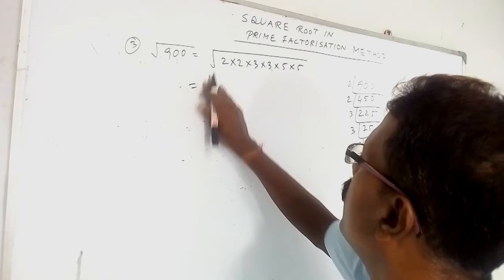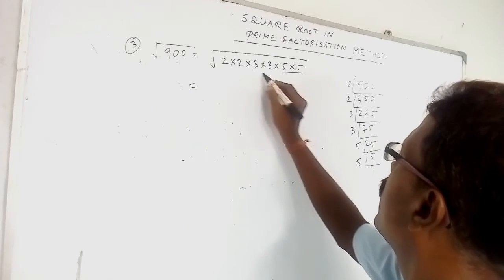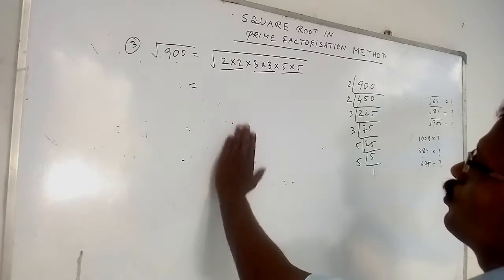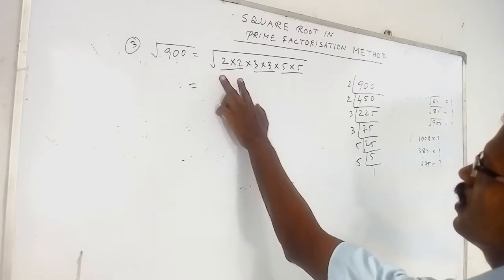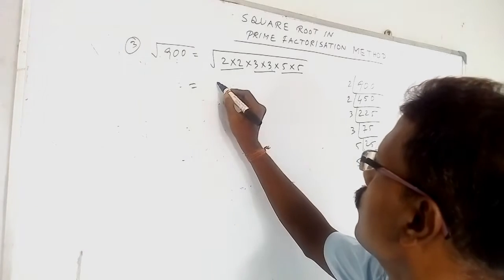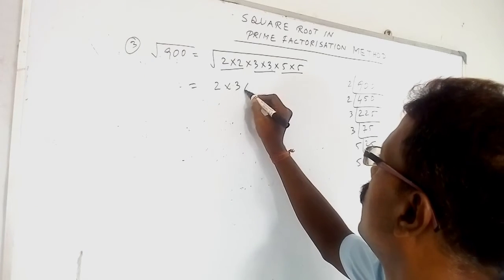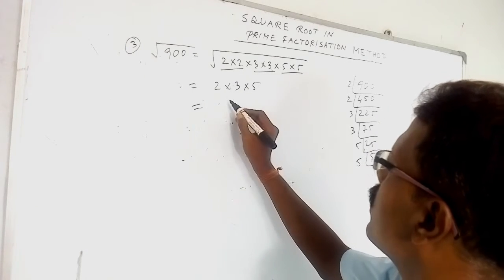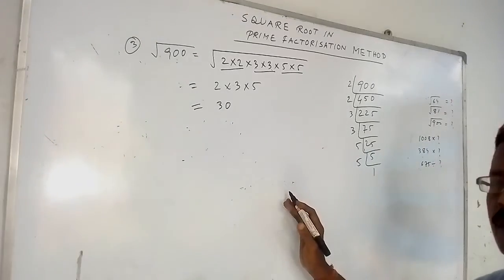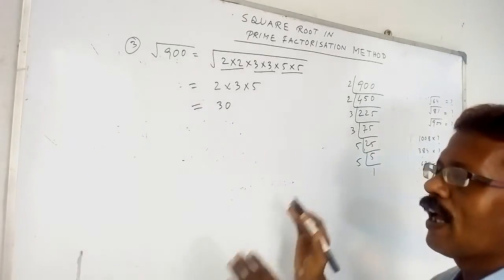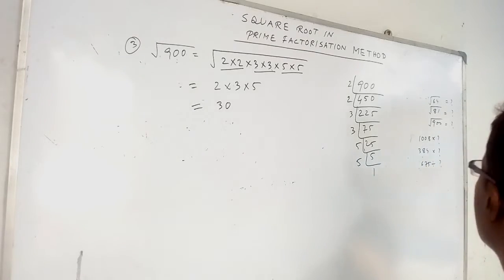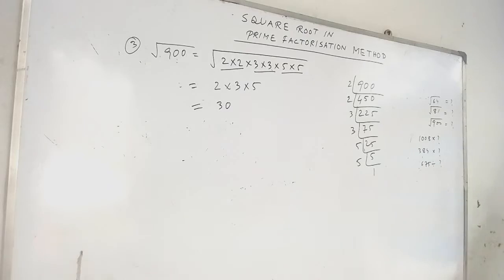Therefore you have to make pairs. This is a pair, this is a pair, and this is another pair. For every pair you have to write one: 2 for this pair, 3 for this pair, and a single 5 for this pair. So 2, 3 and 5. So your answer is 2 threes are 6, 6 fives are 30. So this is the process, and I am sure that you have understood. Now go to the next phase of this video.